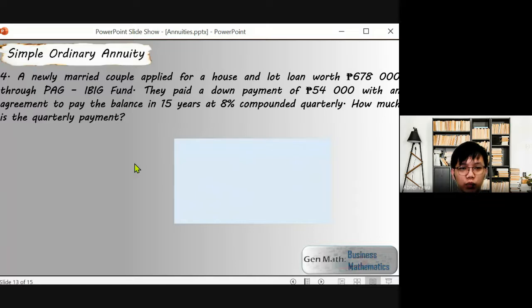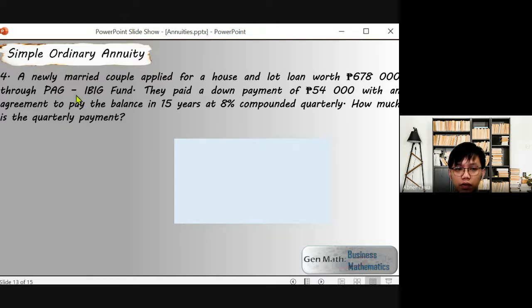Okay, thank you. Again, we have here a simple ordinary annuity based on the problem. And meron tayong house and lot that is being bought by a married couple, and that is worth 678,000 pesos. So nag-down payment na sila ng 54. Ibig sabihin yung natitira sa 678,000, that will be minus 54, yun na yung babayaran nila for 15 years. And yung agreement nila is the interest per payment will be 8% compounded quarterly. And magkano daw ang quarterly payment? That is the payment interval.